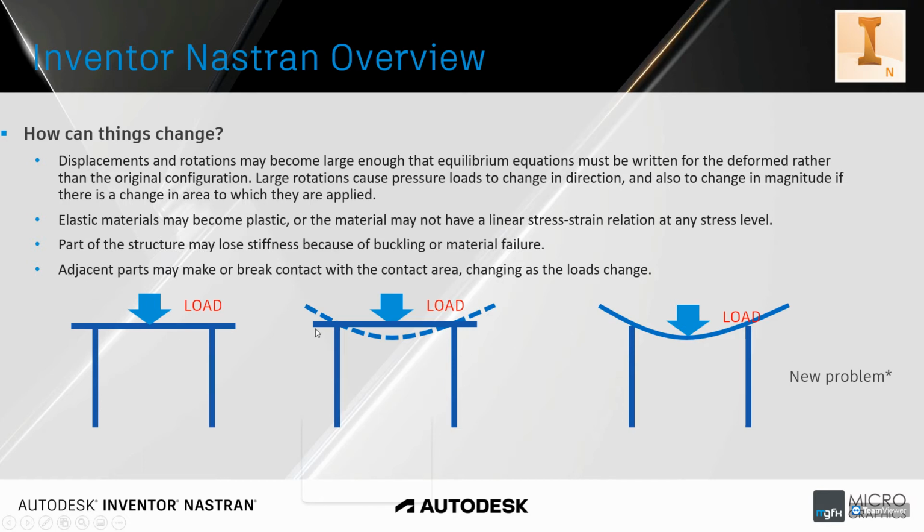Adjacent parts may make or break contact with the contact area. So as we said, depending on how you define your contacts between the horizontal and vertical members in this example, you will find that either they will separate and change the problem completely, or they will completely break if they are bonded and there's too much stress at that point.